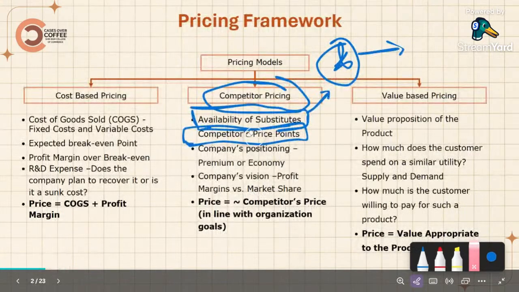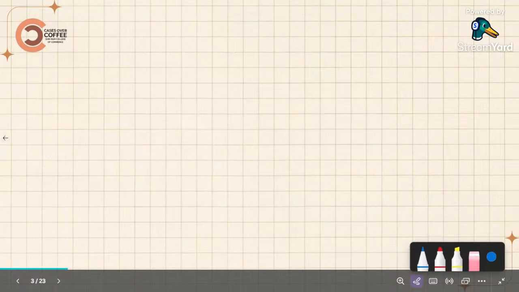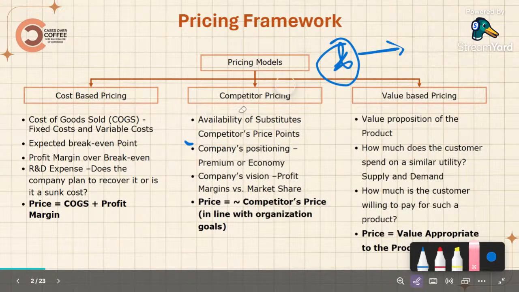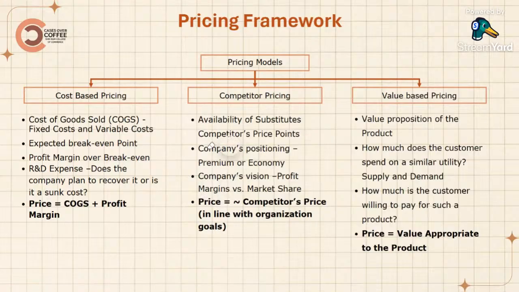Now there can be one more thing. In case the product is homogeneous, then this entire analysis would not have a greater impact, but we'll take the price into consideration.